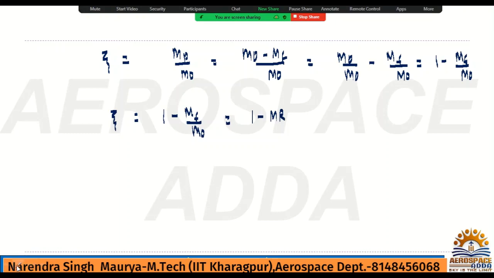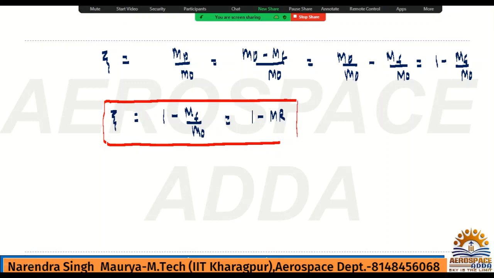This is a very important result, and it is very useful for the numericals, and numericals based on this they are 100% asking in one day exams. Even if you go for exams like ISRO or HAL, you may get numericals based on these formulas. Whatever I am explaining today is very important for all exams. So zeta is nothing but 1 minus mr, where zeta is the propellant mass fraction and mr is the mass ratio. Okay, so now you can see mr is always less than 1, yes or no?